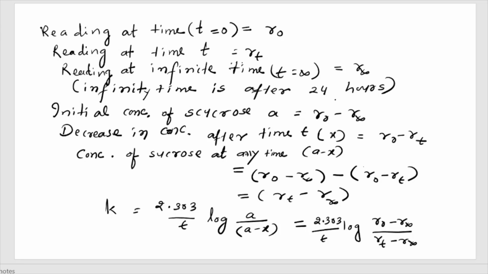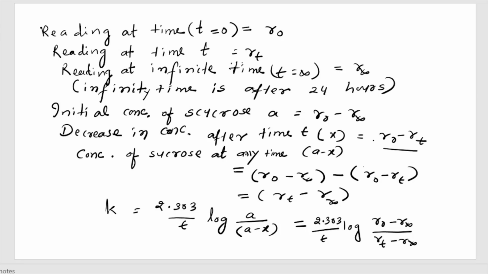Remember, I think it is clear to you. So here this is the X value and this is the A value. Then the concentration of sucrose at any time t, that is A minus X. Remember from the first order, you remember a by a minus x.